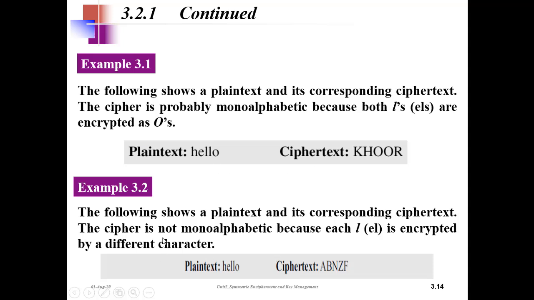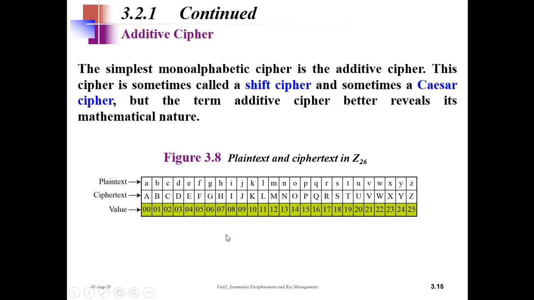Okay. So next, we have a plain text hello and it is encrypted as A, B, N, Z, F. If you see here, the first L is N and the second L is encrypted as Z. So it is not monoalphabetic, and we are sure this time because it is encrypted in a different form. So this is one to many. So it is an example of a polyalphabetic cipher.